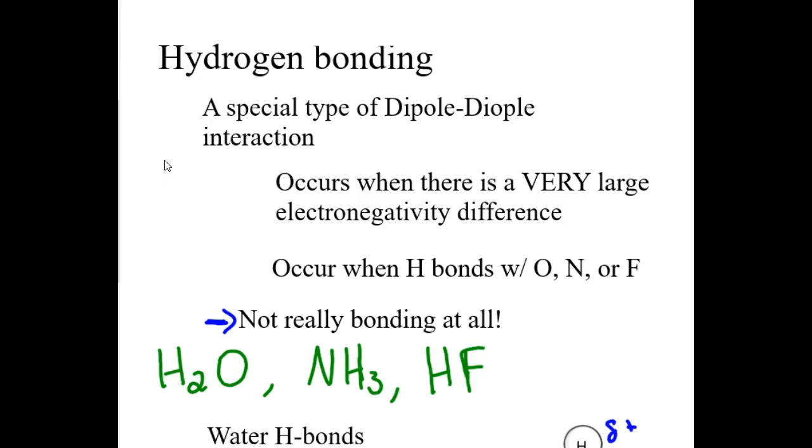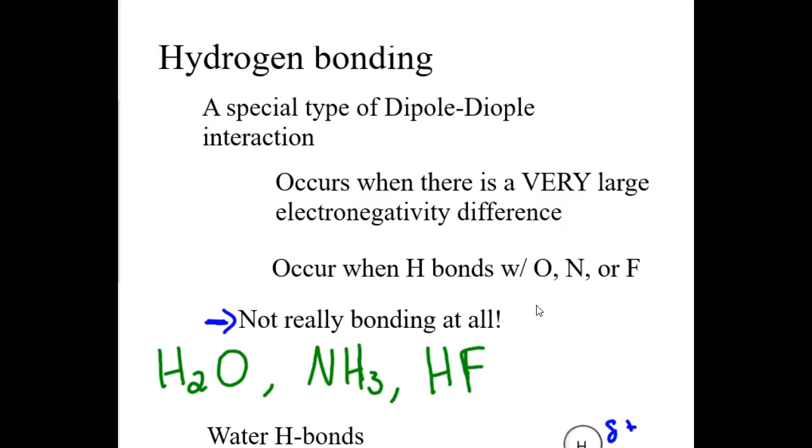Now, hydrogen bonding is misnamed. It's not actually a type of bonding. It's a type of intermolecular force. It's really important that you don't mix that up. The Regents will try to fool you on that. When hydrogen bonds with oxygen, or hydrogen bonds with nitrogen, or hydrogen bonds with fluorine, there is such a large electronegativity difference that the molecules become extremely polar. This causes the molecules to stick together more than they normally would, and we call that hydrogen bonding.